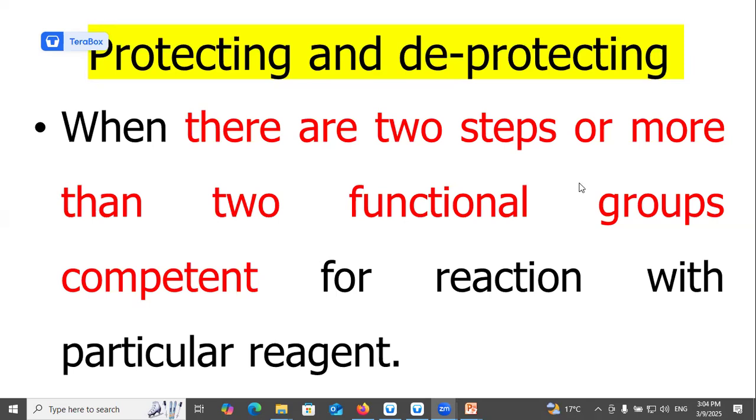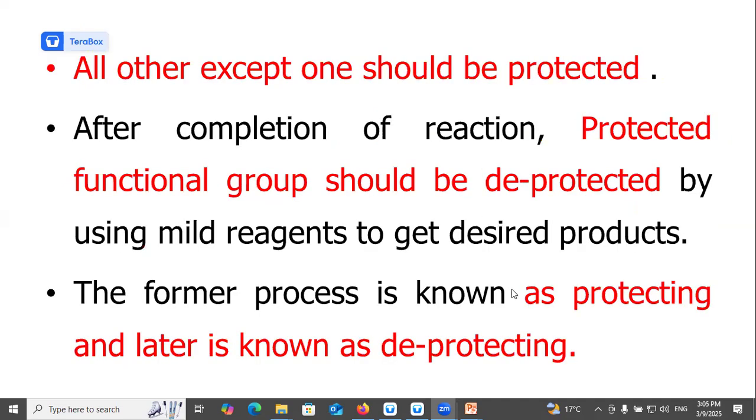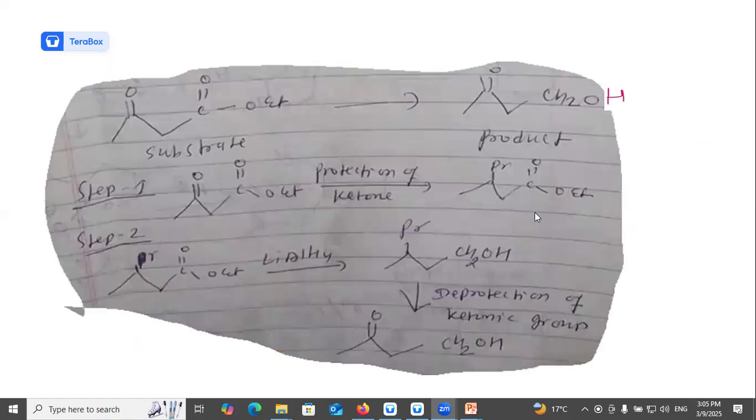Okay, good morning. Protecting and deprotecting. When there are two or more functional groups competing for reaction with a particular reagent, all except one should be protected. After completion of the reaction, the protected functional groups should be deprotected by using new reagents to get the desired products. The former process is known as protecting and the latter is known as deprotecting.